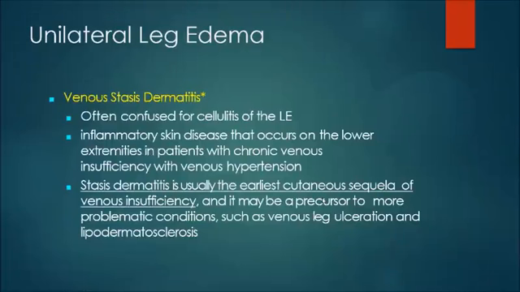Okay, so this is venous stasis dermatitis. It's often confused for cellulitis of the lower extremity. You will get an inflammatory skin disease that occurs on the lower extremities in patients with chronic venous insufficiency with venous hypertension. Stasis dermatitis is usually the earliest cutaneous sequela of venous insufficiency, and it may be a precursor to more problematic conditions such as venous leg ulceration and lipodermatosclerosis.